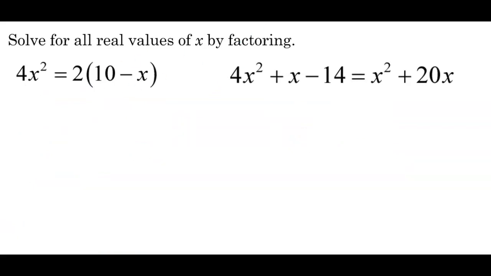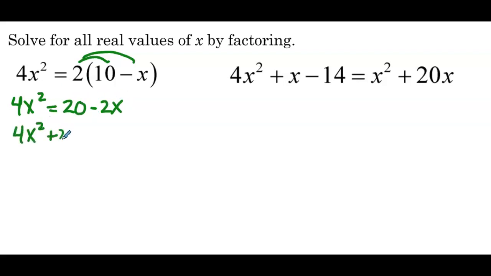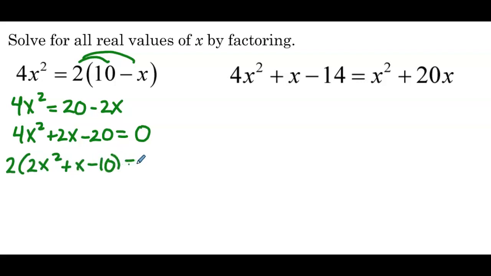4x squared equals 2 times 10 minus x. So first thing we need to do, distribute the 2. So we have 4x squared equals 20 minus 2x. Now we need the equation equal to 0. So we'll add 2x and subtract 20 from both sides. Now there's a greatest common factor of 2 that we can factor out. So we'll have 2 times the quantity 2x squared plus x minus 10 equals 0.